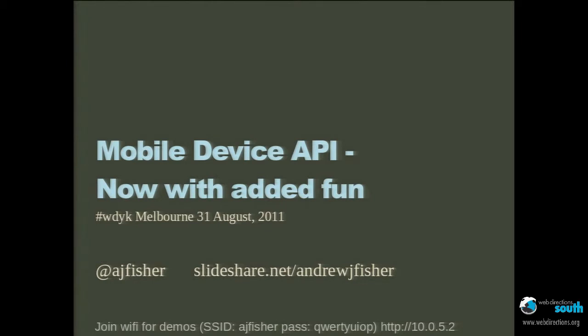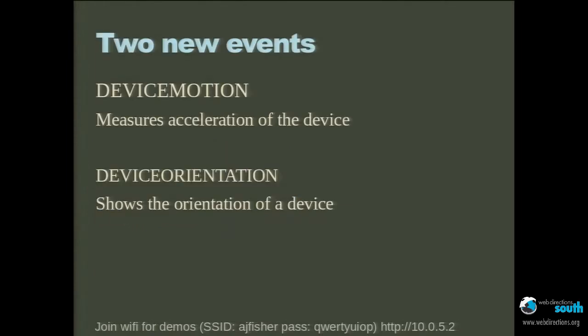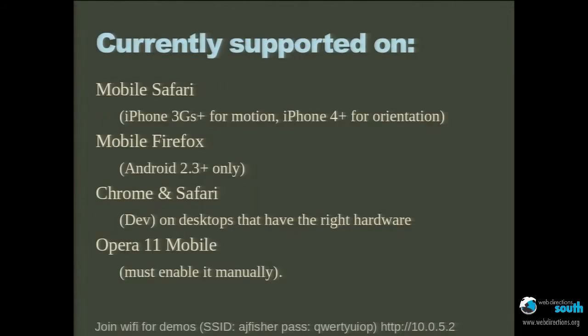So the API provides two new features, and these are events that you can use to measure both the speed of movement of your device as you move it around like this, so forward, backward, up and down, as well as the orientation of your device. So you can measure how far the tilt is moving on your phone, as well as the compass and whatnot in there too. Support's a little bit patchy at the moment, so you have to code a little bit defensively for that.